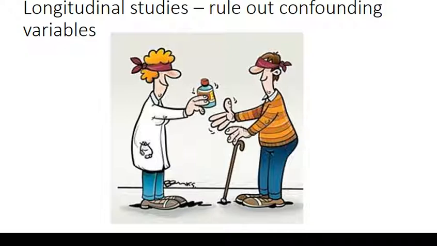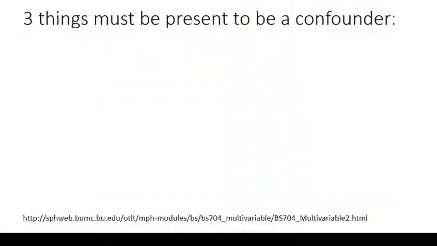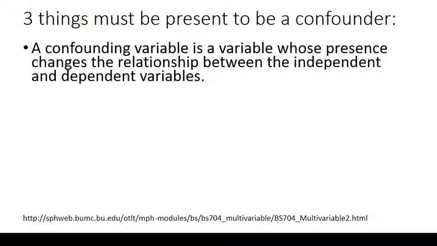Now, one that we're going to spend a little bit of time on is a longitudinal study. Longitudinal studies are studies that look at a group of people for a long period of time, and they follow them. That group is sometimes called a cohort. One of the nice benefits of a longitudinal study is that you can help rule out what are called confounding variables. So let's understand some stuff about a confounding variable, starting with a definition.